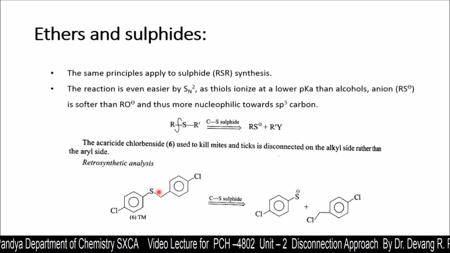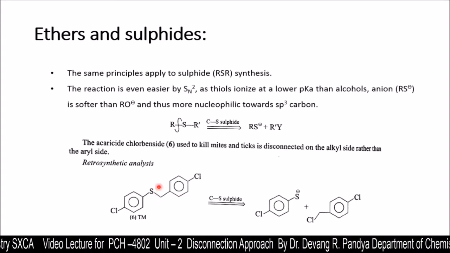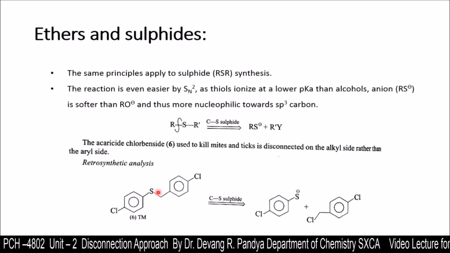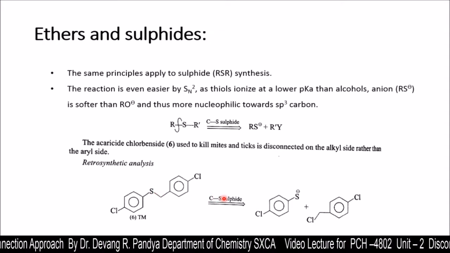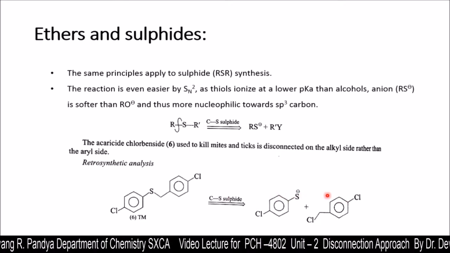It is missing. You need to understand that the wiggly line is there, and whenever you show a disconnection or retrosynthetic analysis, you need to put the wiggly line over here. I just forgot to put it here. You need to put it over here. That is a CS disconnection, and it's going to give us this synthetic equivalent and synthon.